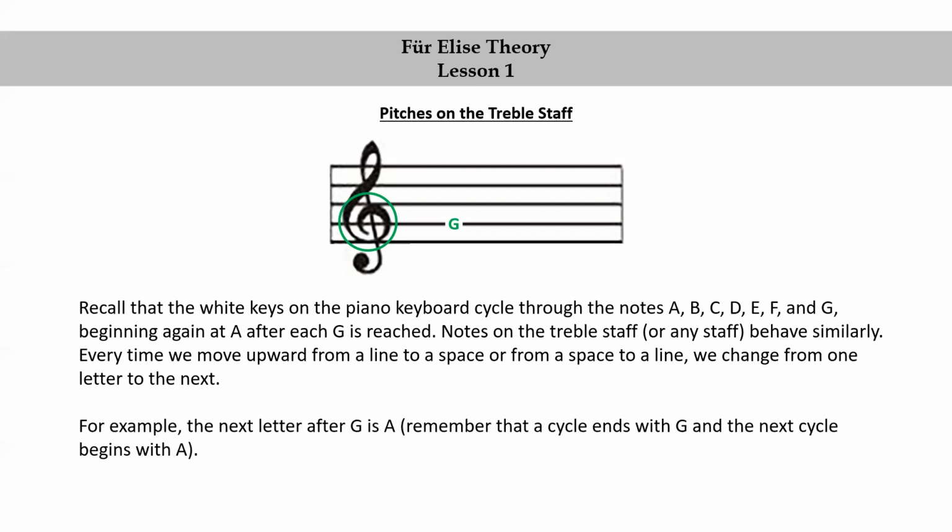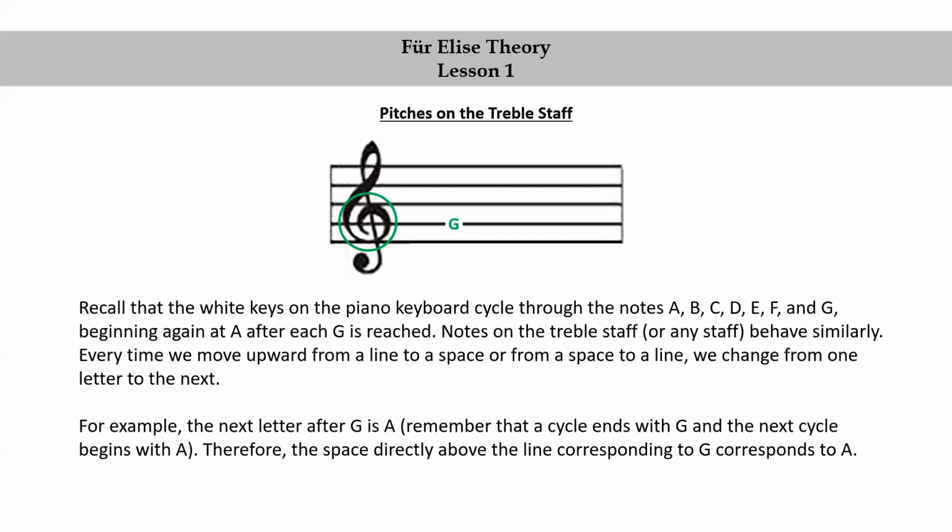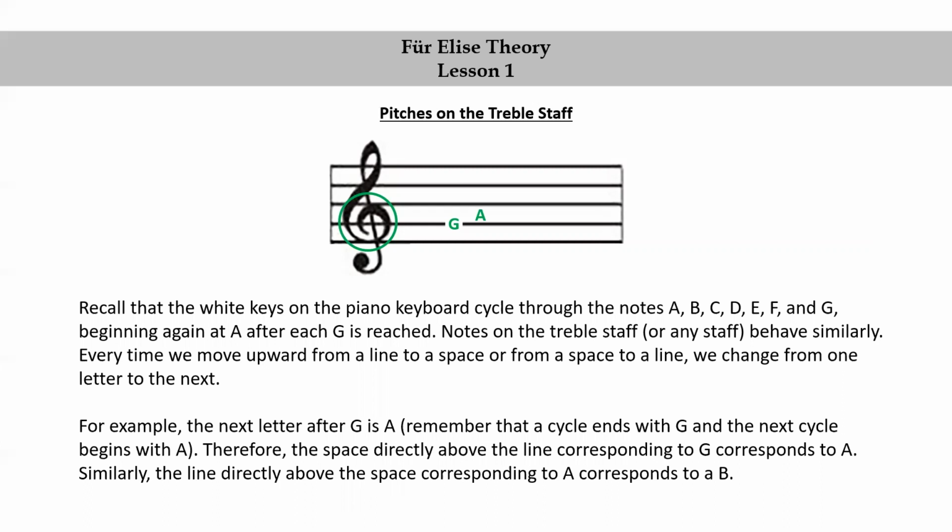For example, the next letter after G is A. Remember that a cycle ends with G, and the next cycle begins with A. Therefore, the space directly above the line corresponding to G corresponds to A. There we see the A in that space directly above the line corresponding to G. Similarly, the line directly above the space corresponding to A corresponds to a B.